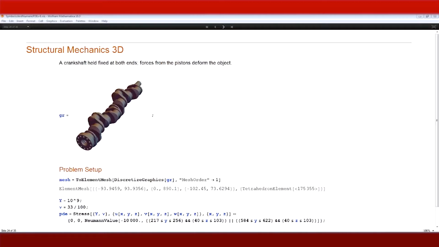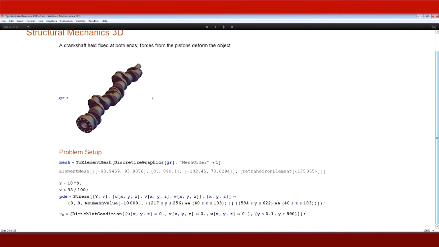You don't have to use ToElementMesh to generate the mesh, but you can. And in this case, I've just done this to illustrate to you that it's possible to do it. Second, we set up the PDE and the boundary conditions. The stress operator is given at the end of the notebook. It takes Young's modulus and Poisson's ratio, U, V, and W as dependent variables, and X, Y, and Z as the spatial coordinates. This will return a set of 3 coupled PDEs.